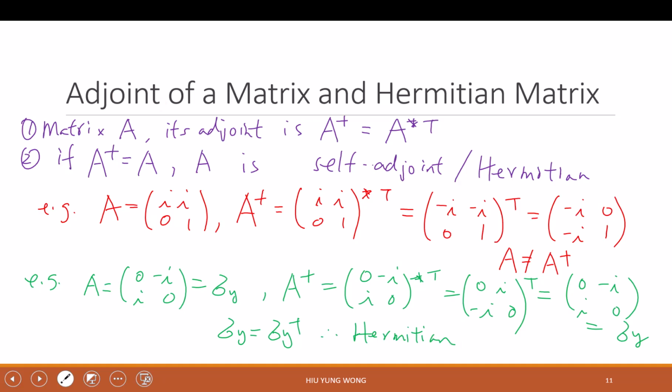It is actually very simple. You just need to pay attention to the definition. You can ask ChatGPT when you need it. You can have a cheat sheet when you need it, but you need to appreciate what it is. You do the complex conjugate, you do the transpose. If it is equal to itself, it is a Hermitian matrix. This is a very simple operation. You just need to practice.